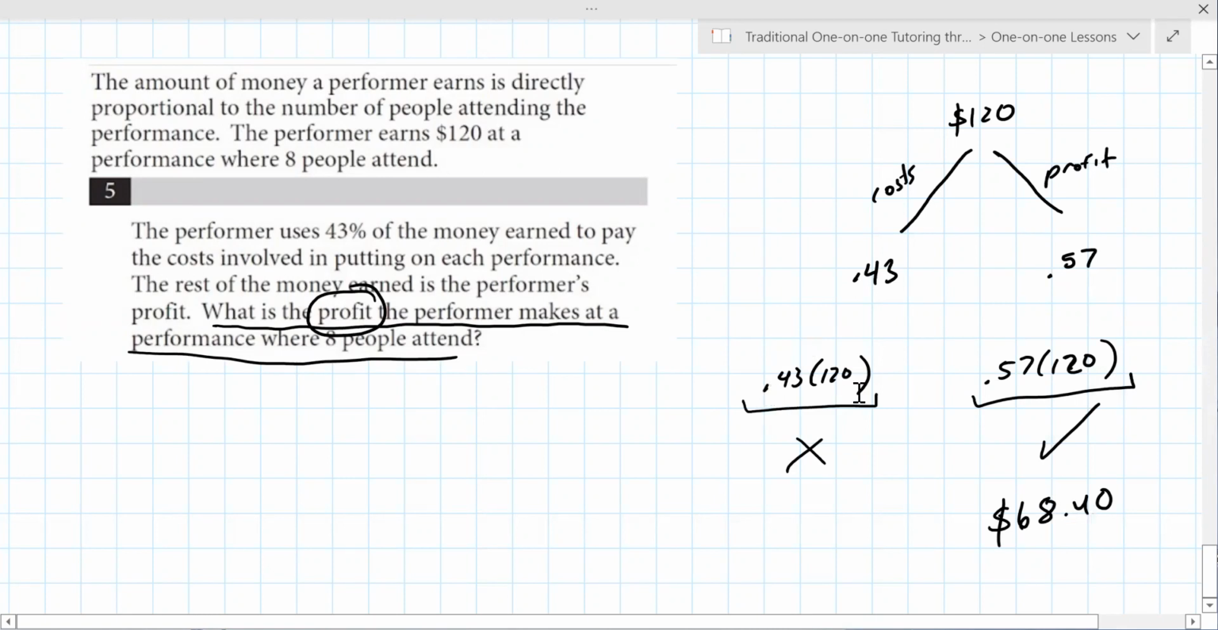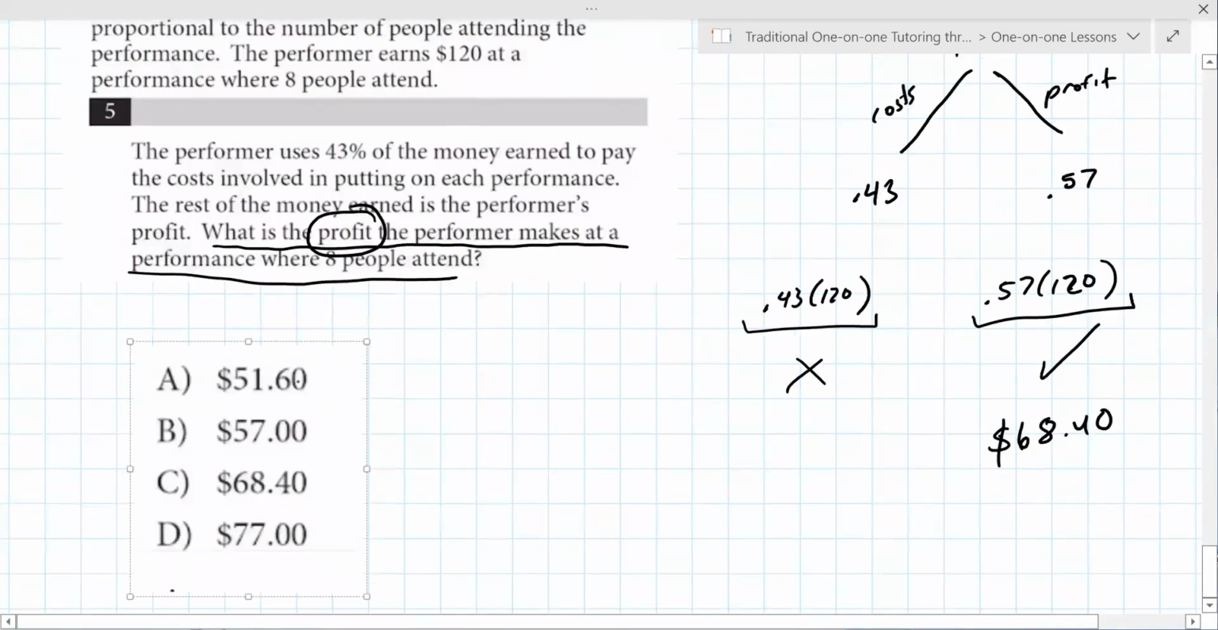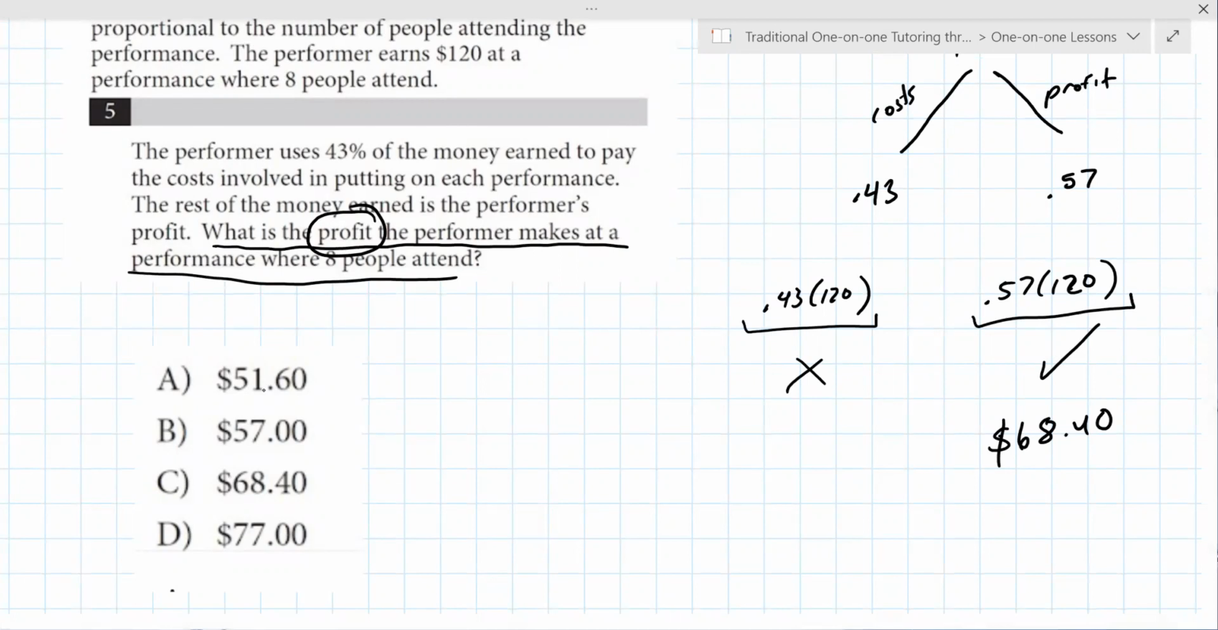0.43 times 120? 51.6. So look at the answers, and we've said this over and over again. That's wrong. 51.6 is wrong. But if you don't pay attention to which one it's asking for, you're going to choose the wrong answer. So you got to really be clear, like, which one am I doing and why?